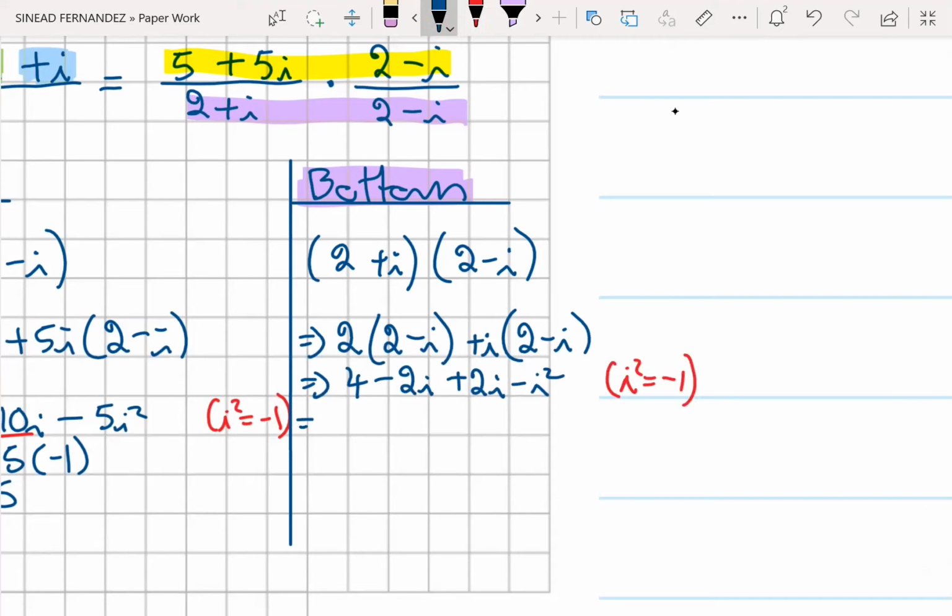So we have 4. Minus 2i plus 2i is no i. They're gone, cancelled. And minus i squared is minus minus 1. So those two minuses clashing there become a positive. We end up here with 5. And that's the bottom part done, okay?